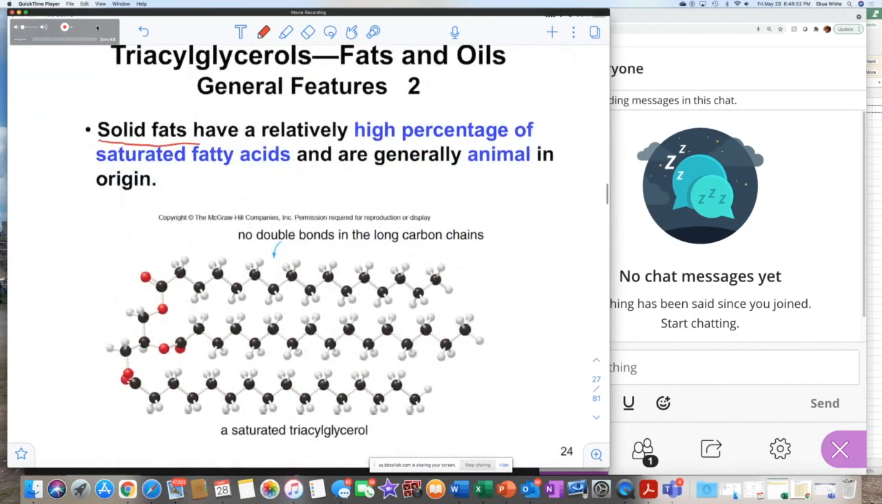So solid fats have a relatively high percent of saturated fatty acids. This is talking about solid fats in general. If you have a solid fat, that's because there are more saturated fatty acids than unsaturated ones, the ones with double bonds. And so we're told here generally animal fats tend to be solid fats.